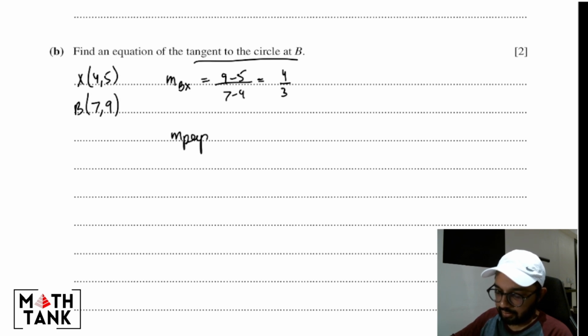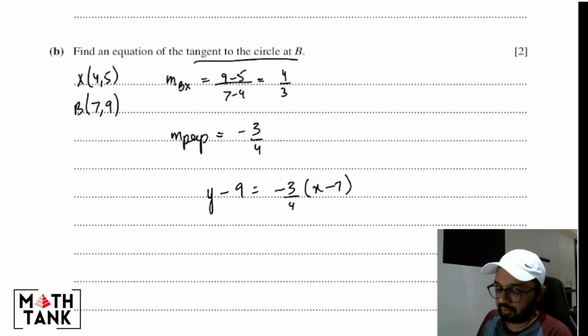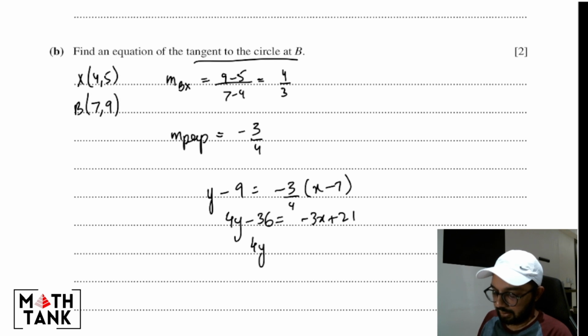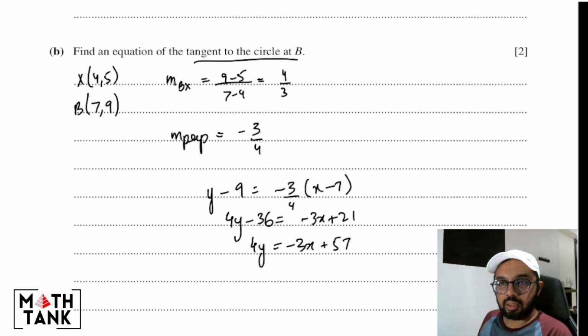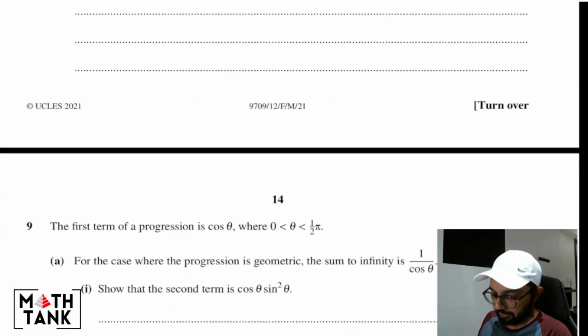Perpendicular has to be negative reciprocal, so minus 3 over 4. I use the coordinates of B, y minus 9 equals m times x minus 7. So I get 4y minus 36 equals minus 3x plus 21. 4y equals minus 3x plus 57. That is then the correct answer.